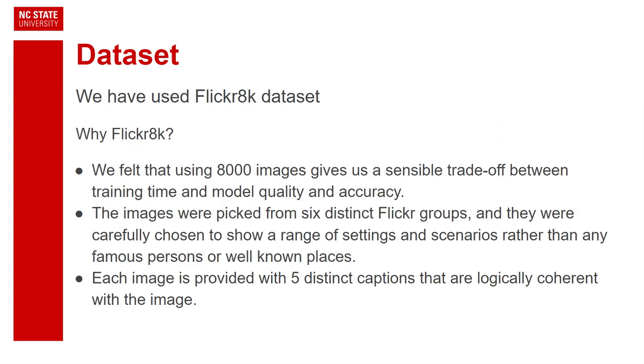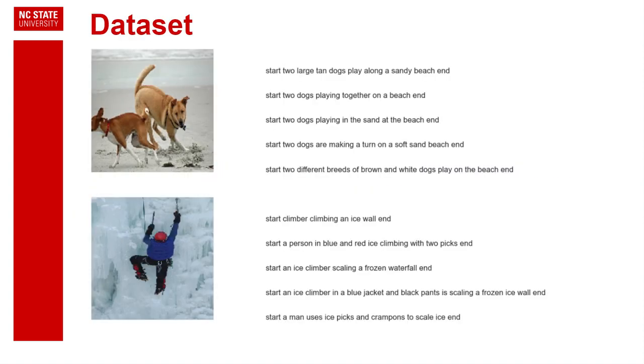We have used the Flickr 8K dataset. There are a few reasons why we picked this particular dataset. We felt that using 8,000 images would give us a sensible trade off between training time and model quality and accuracy. The images were picked from six distinct Flickr groups, and they were carefully chosen to show a range of settings and scenarios rather than any famous persons or well known places. Each image is provided with five distinct captions that are logically coherent with the image. Here you can see each image having five distinct captions.